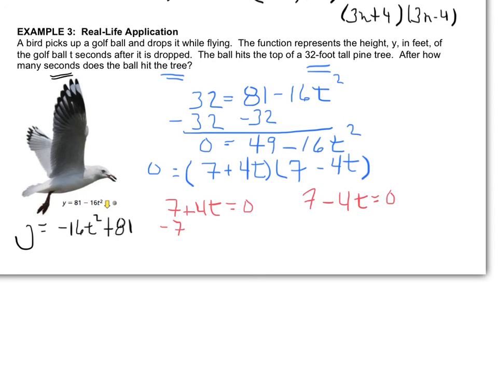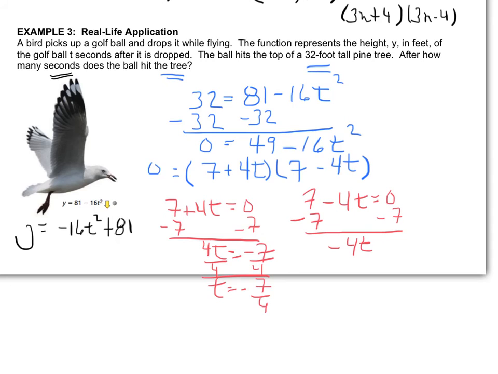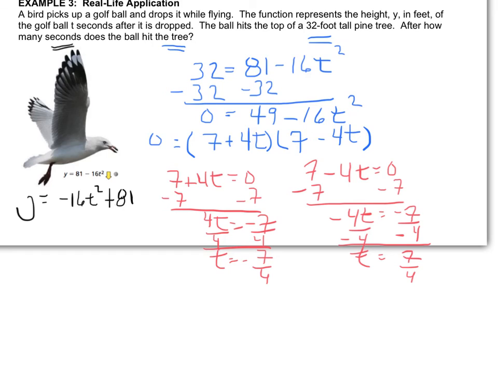Then I just use my regular SADMAP steps to get 4t equals negative 7. Divide by 4. t equals negative 7/4. For the other one, I would subtract 7. Negative 4t equals negative 7. When I divide by negative 4, t equals positive 7/4. So then I want to look at my answer, because these are the solutions to this polynomial that were factored.